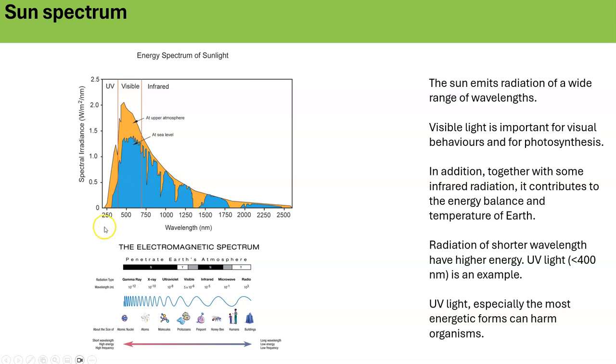As you can see down here on the electromagnetic spectrum, the shorter the wavelength, the higher the energy of the radiation. So visible light is considerably less energy rich compared to ultraviolet light, and X-rays even more energetic, and gamma rays the super duper energetic radiation. This UV light is energetic enough that it can harm organisms.